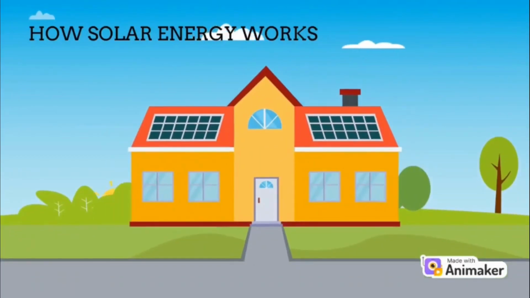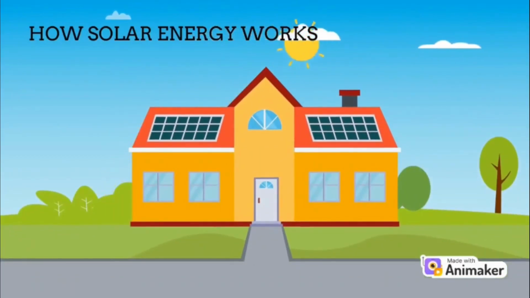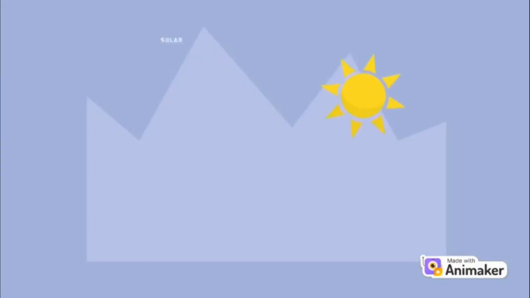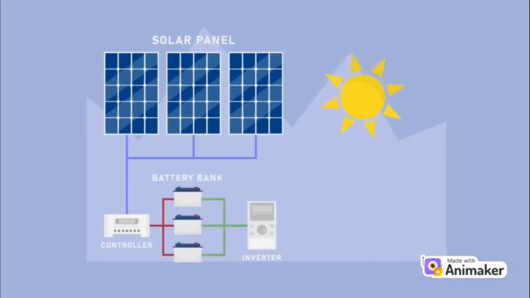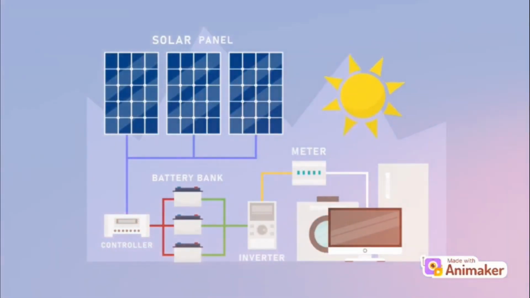How does solar power work? Solar power works by taking the energy from the sun's rays and converting it into electricity. During daylight hours, solar panels capture sunlight and convert it into DC electricity. The charge controller regulates the flow of electricity to the battery, preventing overcharging. Excess electricity is stored in the battery for later use. The inverter converts DC electricity from the battery into AC electricity for household use.